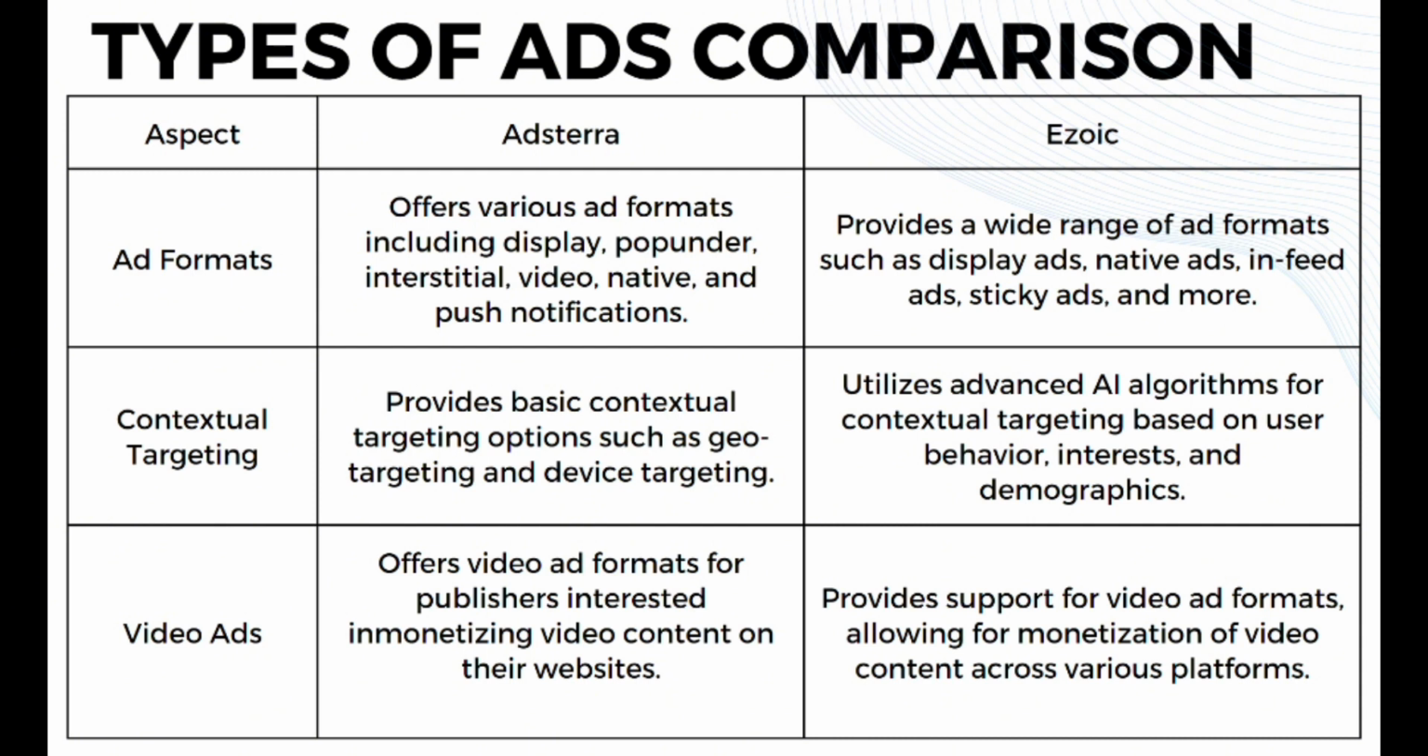Now in terms of contextual targeting, Adsterra provides basic contextual targeting options such as geo-targeting and device targeting, while Ezoic utilizes advanced AI algorithms for contextual targeting based on user behavior, interests, and demographics. And in terms of video ads, Adsterra offers a video ads format for publishers interested in monetizing video content on their websites, while Ezoic provides support for video ad formats allowing for monetization of video content across various platforms.